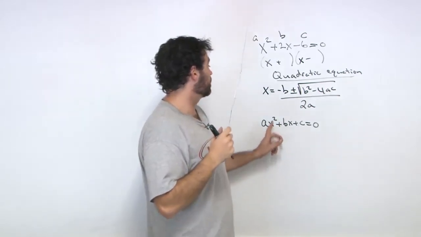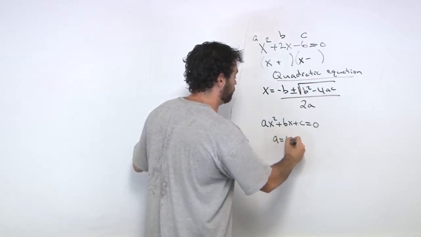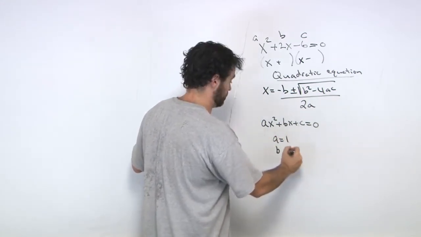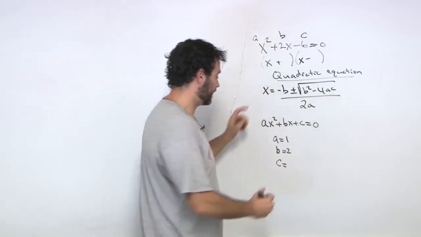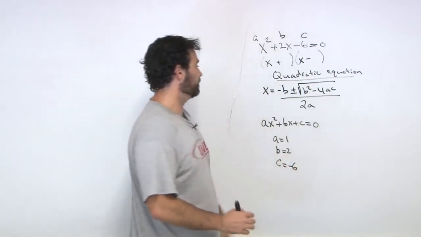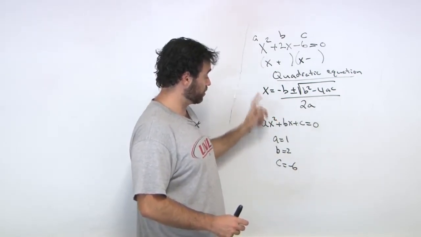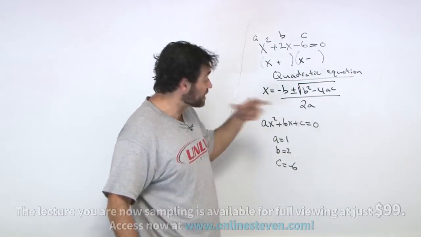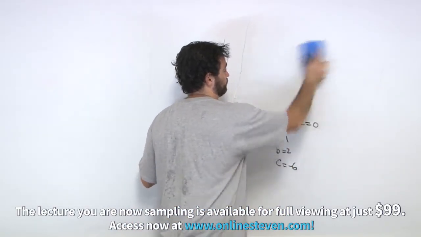Okay, so here is where we get our coefficients from, so we'll list them. We'll say that a is 1, b is 2, and c is negative 6. Okay? So now we're going to plug these numbers into our quadratic formula. So let's see what we get here.